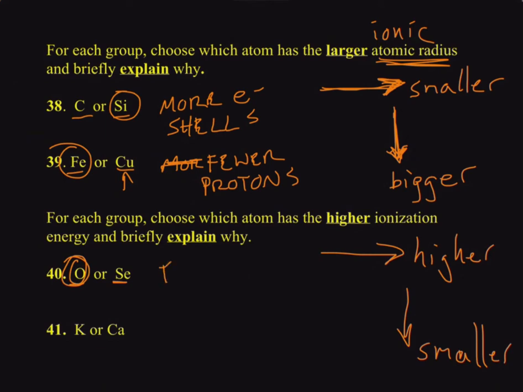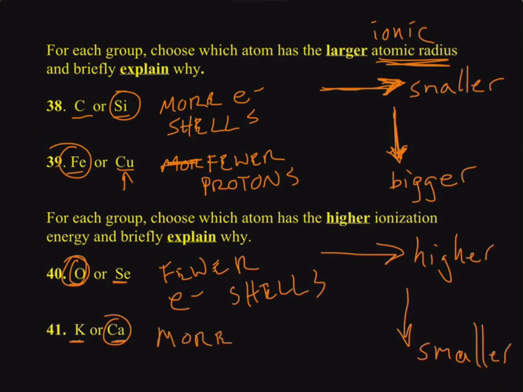Okay, fewer electron shells means the electrons are closer to the nucleus, and that means the oxygen holds those electrons much more tightly than the selenium. The selenium's electrons are farther away from the nucleus, so it can't hold them as tightly. And then we've got potassium and calcium, which are in the same row. Calcium is farther to the right. And in this case, the one that's farther to the right has the higher ionization energy. Again, the same reason. More protons means stronger hold on the electrons.